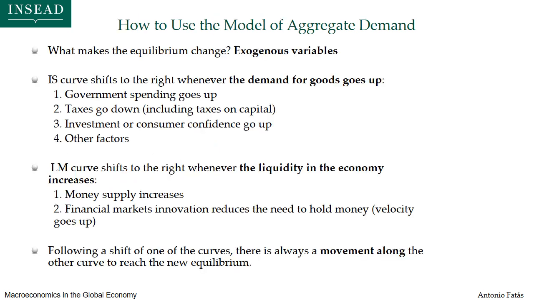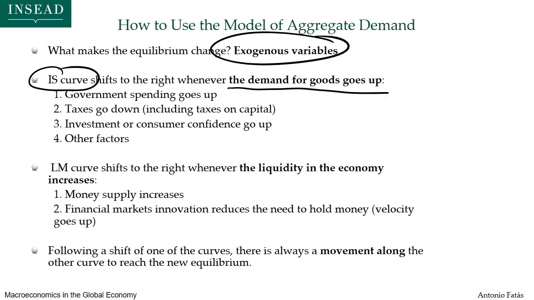Here is a set of examples of exogenous changes that will change the equilibrium of the economy. We can think about changes that will move the IS curve, and the easiest way to think about them is that anything that moves the economy in the direction of higher demand for goods will shift the IS curve to the right. What are examples of changes in the demand for goods? Government spending going up, taxes going down, confidence of companies or consumers going up, and other factors such as wealth going up could also shift the demand curve to the right, which in this case is the IS curve.